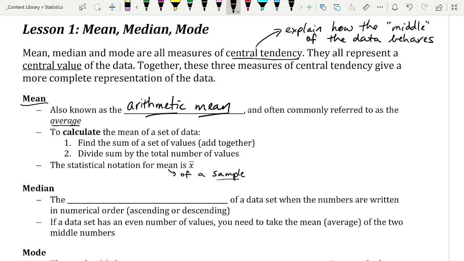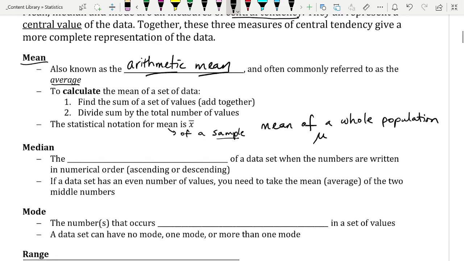The statistical notation for the mean of the entire population, the mean of a whole population, is actually the Greek letter mu. So that's the symbol. X bar for a sample, mu for the entire population. And when it comes to human statistics, we don't very often talk about the entire population. Okay. All right, that's mean.